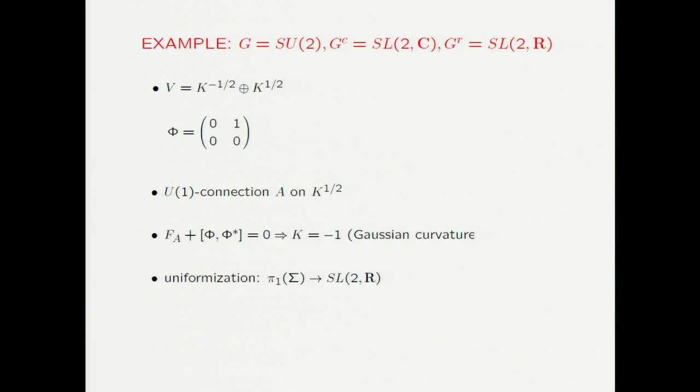Then your Higgs bundle equations are equivalent to the fact that the curvature of this U(1) connection, which is basically a Riemannian connection, is -1, and so what you get is a hyperbolic metric, and the corresponding flat connection is just given by the uniformizing representation. So that's the simplest example here. If you take a hyperbolic metric on a Riemann surface, then you can rewrite it as a solution to these Higgs bundle equations.